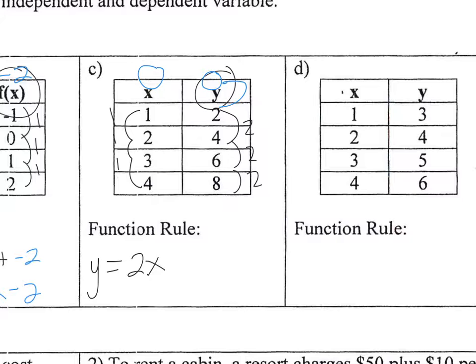And then D, I'm going to write y equals, and I'm going up 1, up 1, up 1, and I'm going up 1, up 1, up 1. So the slope is 1, or x. So I have 1x. And if I keep the pattern going, this would be 0, and this would be 2. So it's x plus 2.